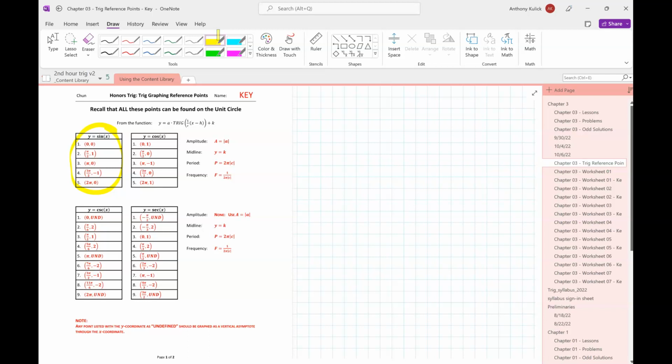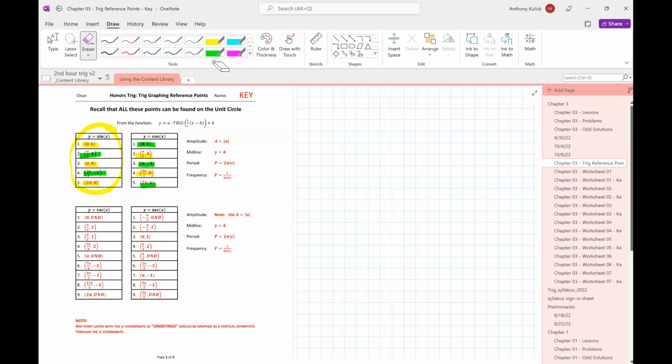Now, there are two different kinds of points in this parent function. I have midline points, and then I have extremas. So I have either points that land on the midline, or I have extremas, maxes and mins. The same is true for cosine, except the midline points are here, and our extremas are there. Everybody's okay with that? All right.